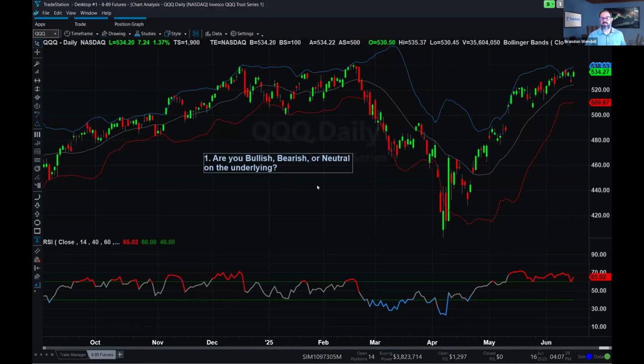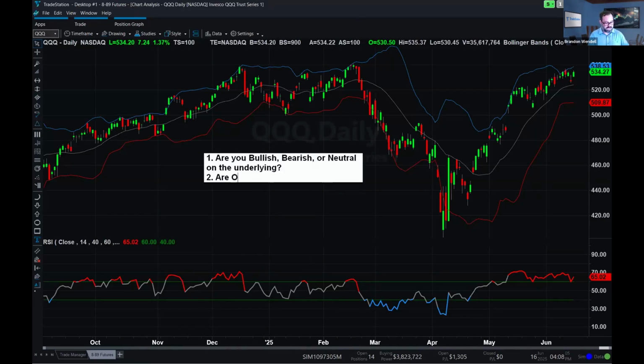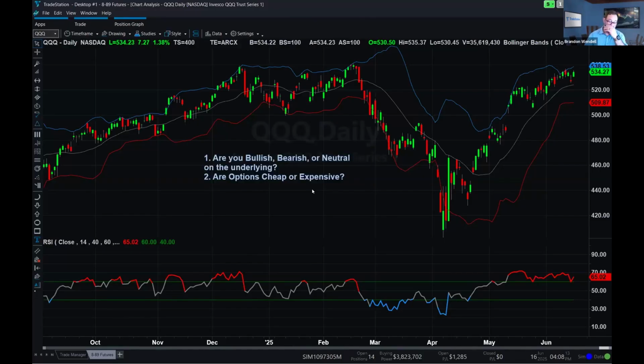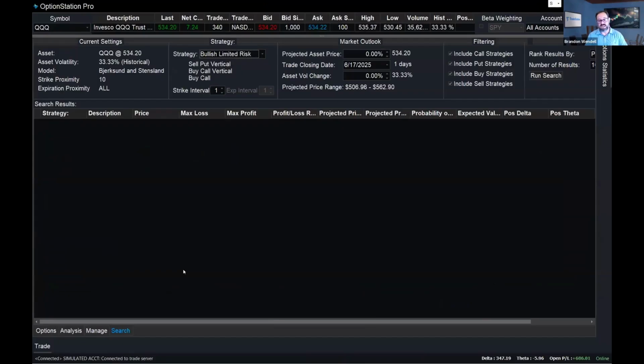So that's step one. Step two, so let me edit this down there. So step two, are options cheap or expensive? Well, what the heck does that mean? I mentioned volatility. Volatility is probably one of the bigger influences on options pricing compared to some of the others that are out there. And I've mentioned it before in previous sessions. I'll mention it again, I'm sure, in the future.